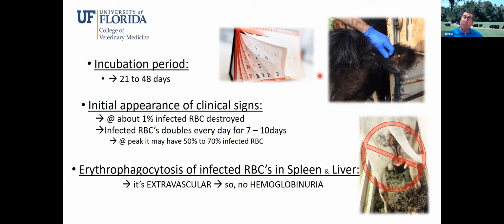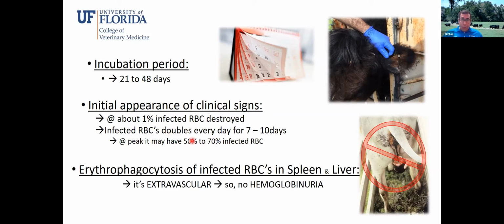So what that means is, if the producer castrated, let's say, a bunch of bull calves and they were infected, and they shared the same knife and didn't disinfect it, so that event happened at least 3 or 4 weeks before, then those animals are going to show clinical signs of the disease. And the initial appearance of the clinical signs is when about 1% of the red blood cells are infected, actually destroyed.